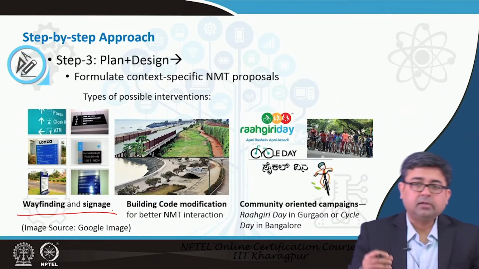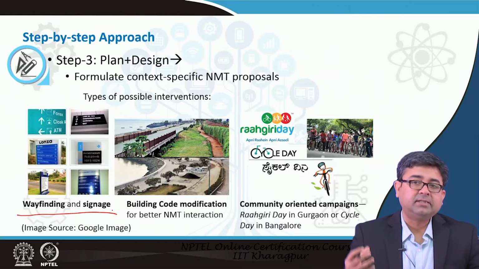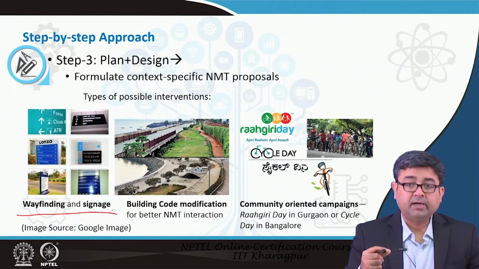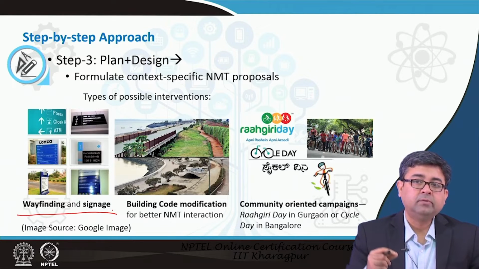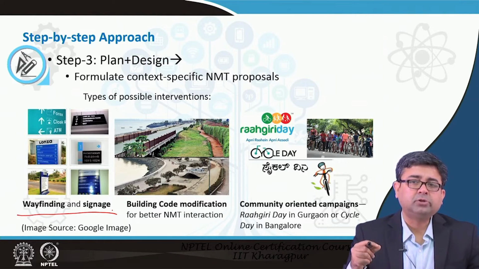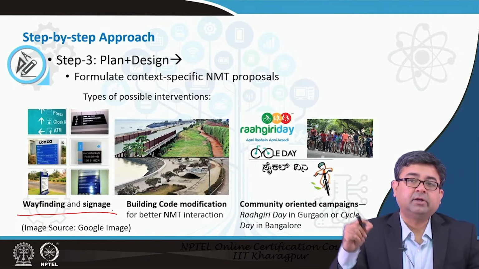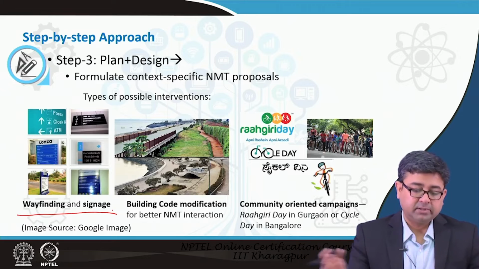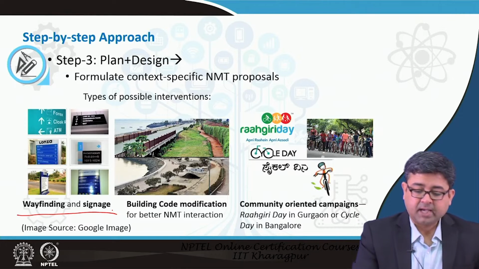So, there are newer techniques in which wayfinding is being provided especially for NMT users. So, for example, Google will not show the route if there is no pedestrian facility on that route. It will show an alternate route which may be longer, but at least has pedestrian facilities. So, that is an example of wayfinding and signage.